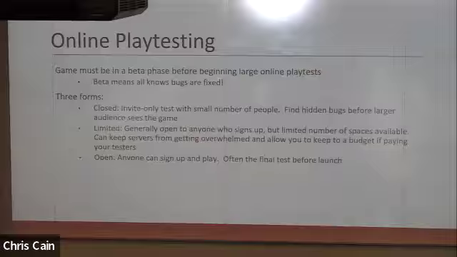Yeah, so hotkeys or chat commands or something for bug reports are very common in closed betas. Great question, though. Other thoughts or questions on online betas?